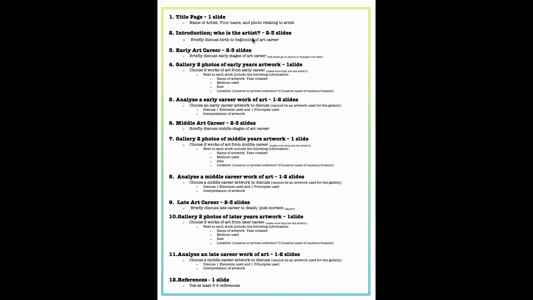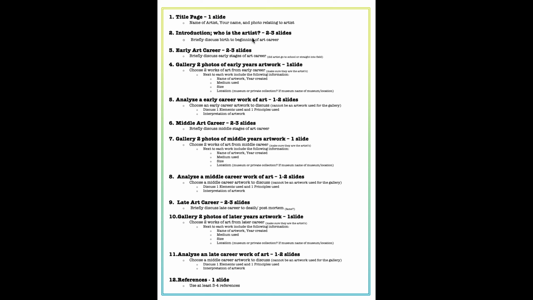For each artwork, you're going to include the following information: name of the artwork, the year it was created, the medium used to create this artwork, the size of the artwork, and its location. Sometimes art is in a private collection, so if it's a private collection, just put that. If you know the location of the private collection, add that to it. If it's in a museum, list off the name of the museum and the location of that museum. One slide for those 2 photos.